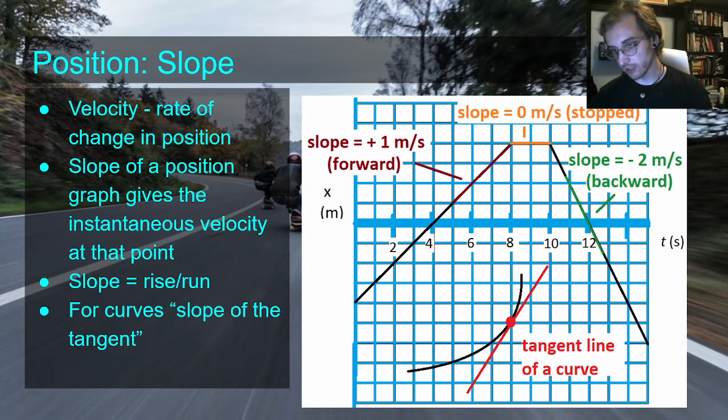So if I'm specifically trying to find the speed at 2 seconds, or the velocity at 2 seconds, all I have to do is find the slope of the line at 2 seconds.